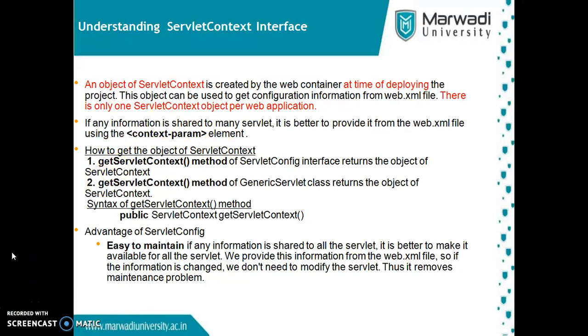Let's say if you want to share some of the configuration information between two servlets or more than one servlet, it is better to provide that information in the web.xml file using a context param element. Now, how to get the object of the ServletContext? You can use the getServletContext method from the ServletConfig interface, or the same getServletContext method from the GenericServlet class. You can use any of this interface or the class method, namely getServletContext, to obtain the object of the ServletContext interface.